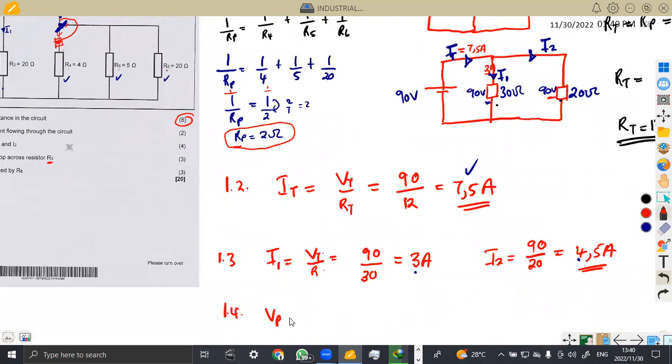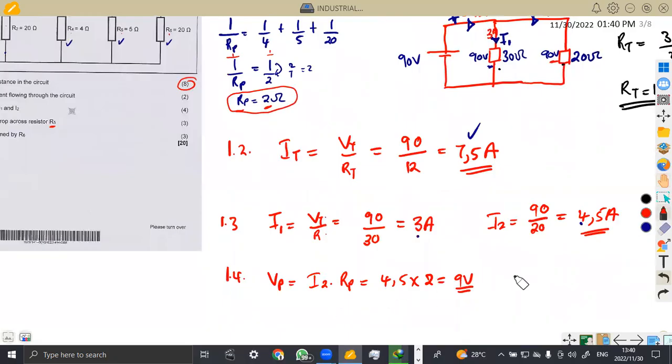So 1.4, we are going to calculate the voltage in the parallel, which is I2 times RP for that parallel combination, which gave us 2 ohms. So I2 is 4.5 times the RP, which is 2 ohms. If we multiply this, we are going to obtain 9 volts. This 9 volts is the same voltage that is going to be found on R4, on R5, on R6. They are going to have the same. So that means VR5 is equal to 9 volts. That was it. All right.